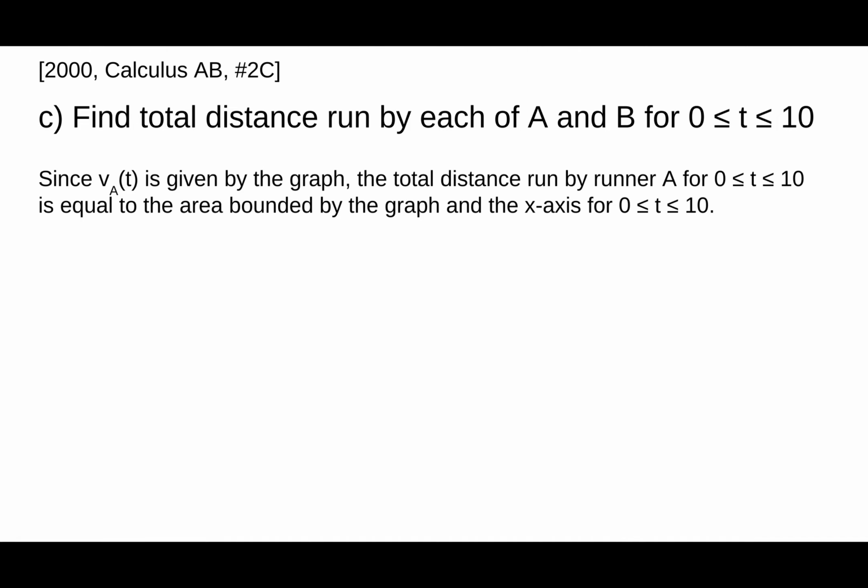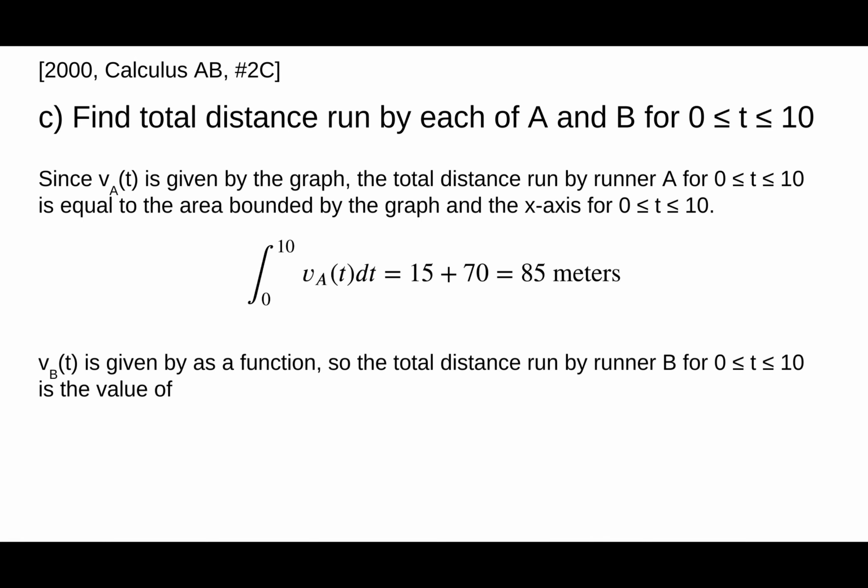The graph for the velocity of runner A is given by two line segments. So if we integrate VA of t from 0 to 10, we can calculate that integral just by doing a little bit of geometry formulas for area, and we get 15 plus 70, which is going to be 85 meters. So in the first 10 seconds, runner A ran 85 meters.